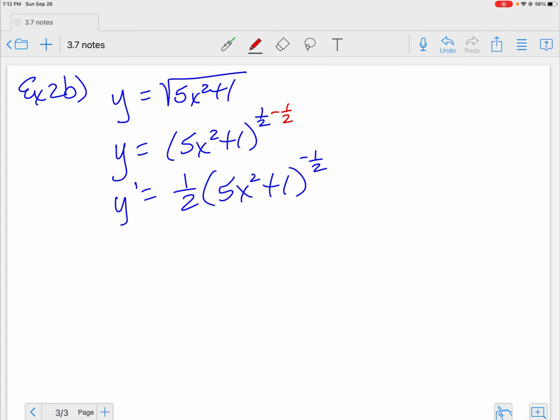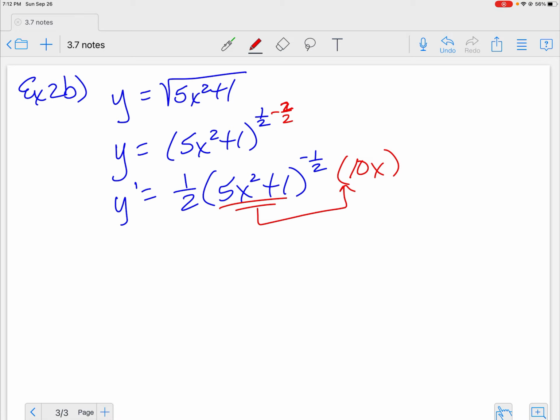Oh, my head did it faster than my pen did it. 1/2 minus 2 over 2 is that negative 1/2 power. Look at what happened here. We kept those guts. You bet we did. Now, multiply by the derivative of the inside, which will give me a 10x.